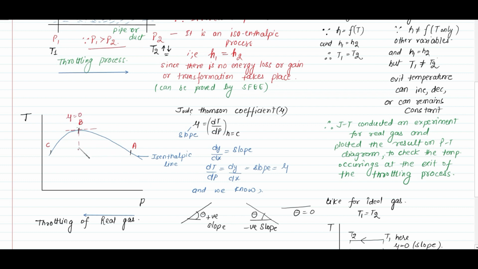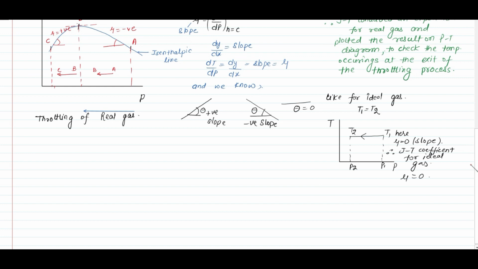Separating different sections like AB and BC and analyzing the slope for these regions. For the AB region, the slope comes out to be negative, as I have shown earlier. Therefore, mu is negative. For the section BC, the slope is positive. Therefore, the Joule Thomson coefficient mu is positive. We are moving ahead with these two sections to analyze what their temperature results will be.